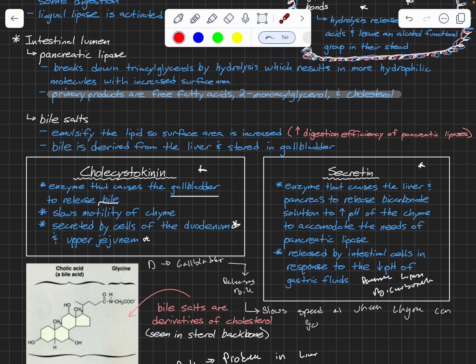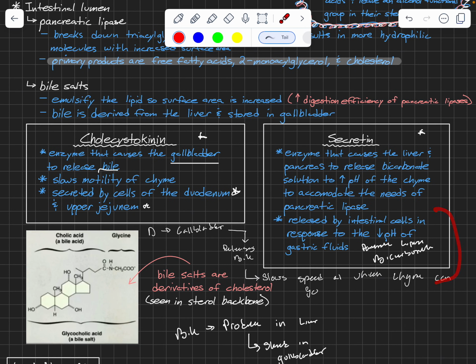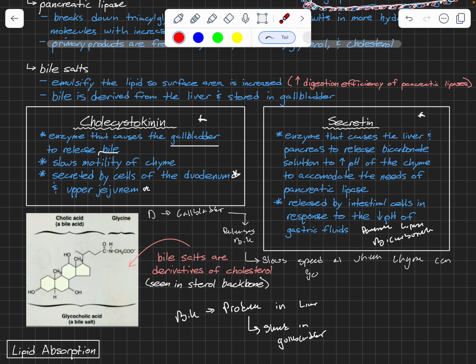So when this chyme passes from our stomach into our intestine, we still have some acid present, and it's keeping the pH of that area still pretty low. So pancreatic lipases, when they're released, can act and slowly start digestion, but they won't truly start running super efficiently until the pH is raised. And that's where secretin comes into play because it helps release bicarbonate into the intestinal lumen and allows these pancreatic lipases to really start kicking off. It's released by intestinal cells in response to the low pH of the gastric fluids, and it just helps promote the release of bicarbonate.